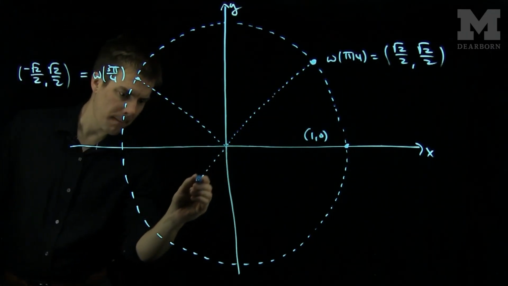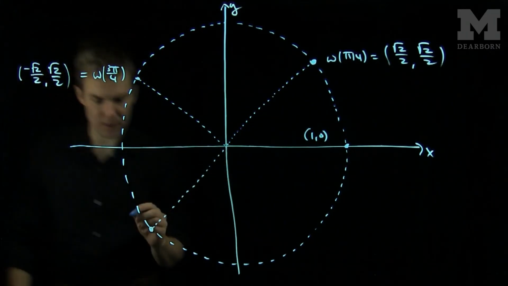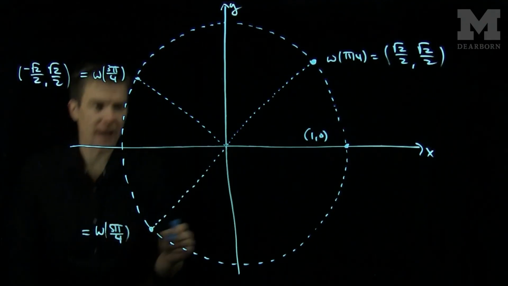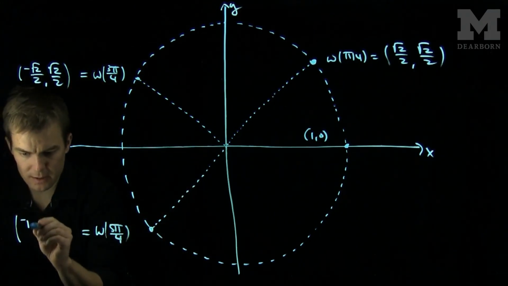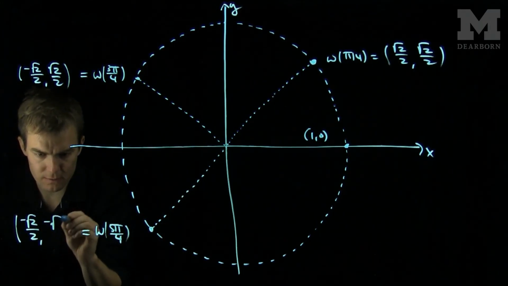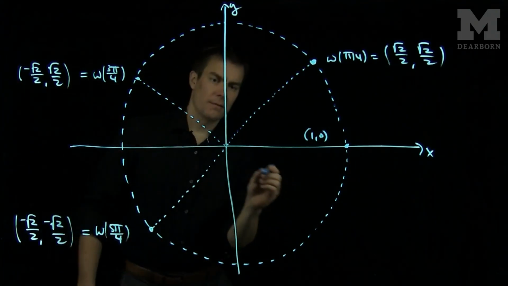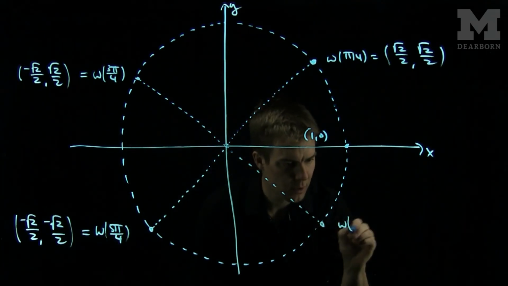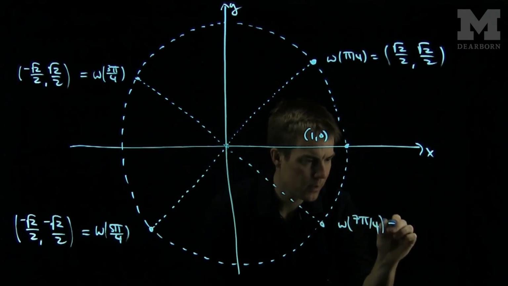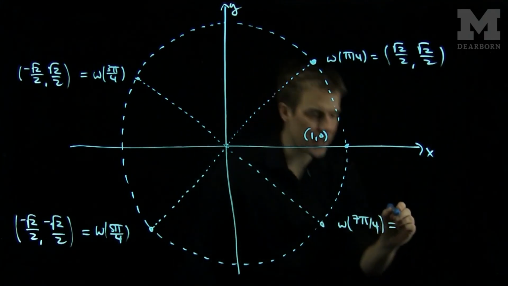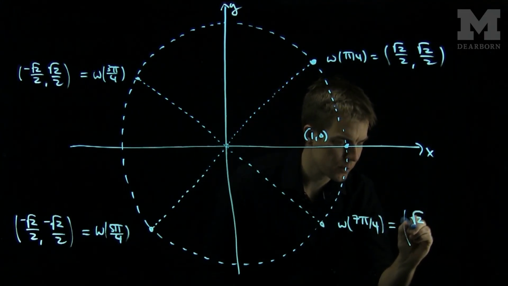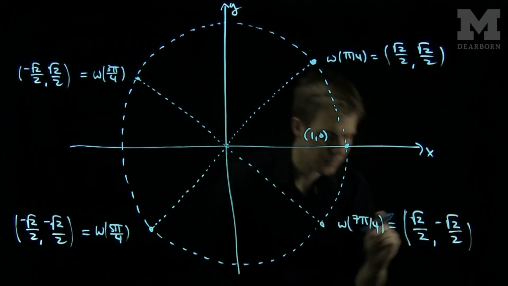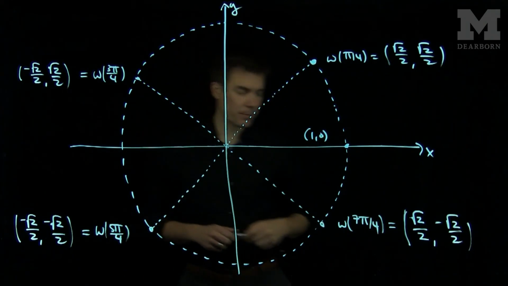We can also go down to this value over here, which is the wrapping function of 5 pi over 4. And now both x and y are negative, so this will be (negative root 2 over 2, negative root 2 over 2). And finally, we can go over here to 7 pi over 4. Now here the x is positive and the y is negative, so we will have (the square root of 2 over 2, negative square root of 2 over 2).